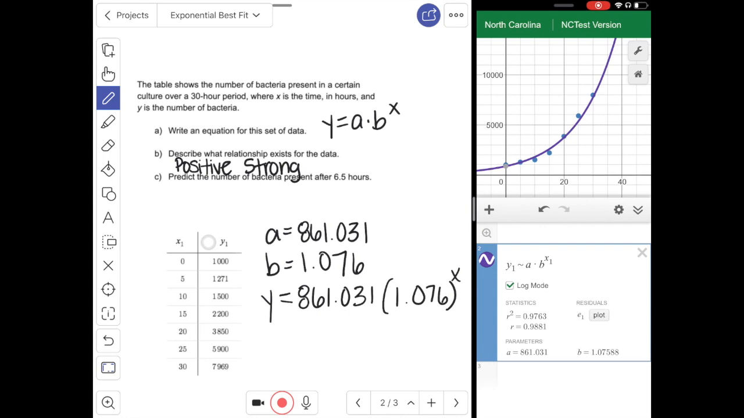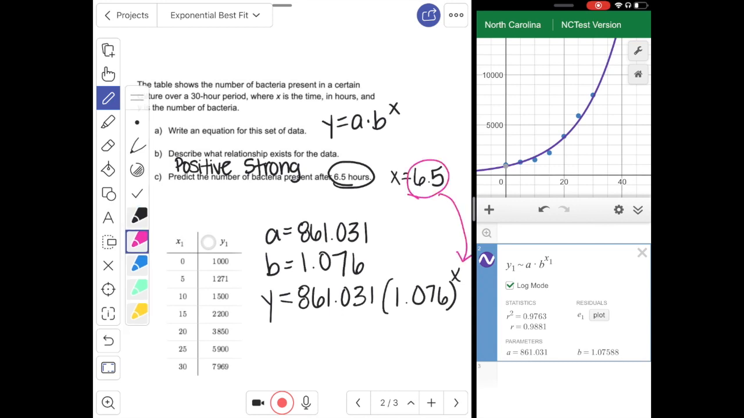And then finally, we want to make some predictions. It says predict the number of bacteria after 6.5 hours. So hours is my x value. We're going to take 6.5 and substitute that in for my x value, because that's the x value, the hours that we're discussing here. So I have y equals 861.031 times 1.076, and I'm going to raise that to 6.5.